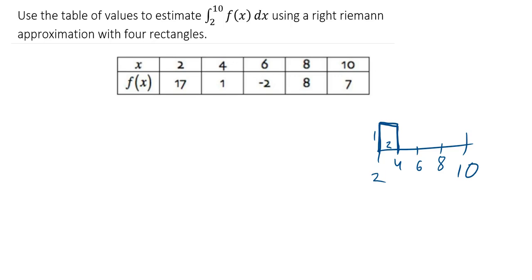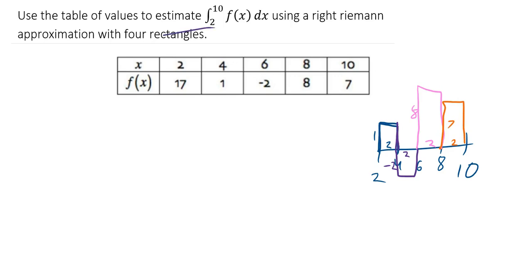Then I do a rectangle between 4 and 6, and I use the value of f of 6 to determine that height. So it's actually negative in this one. Negative 2. 2 by negative 2. Then I do a rectangle between 6 and 8, and I use f of 8 to determine its height. This rectangle is 2 by f of 8, which is 8. And then I do a rectangle between 8 and 10, and I use f of 10. I use the value from the right for a right Riemann approximation. F of 10 is 7. So this rectangle is 2 by 7.